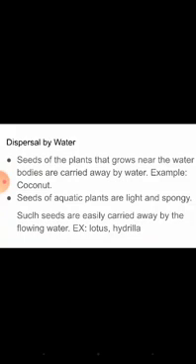Example, coconut. Seeds of aquatic plants are light and spongy. We have seen a lot of aquatic plants, that is plants growing in water bodies, on water. Animals living in water we call aquatic animals. Like that, plants growing in water we call aquatic plants. So the seeds of such plants are light and spongy. Such seeds are easily carried away by the flowing water. Example, lotus and hydrilla.